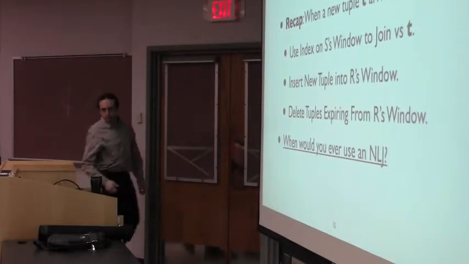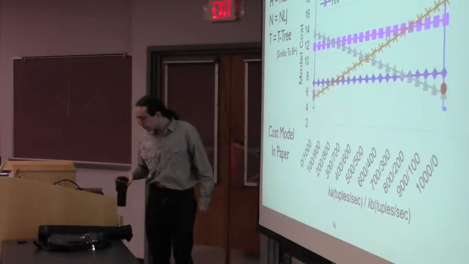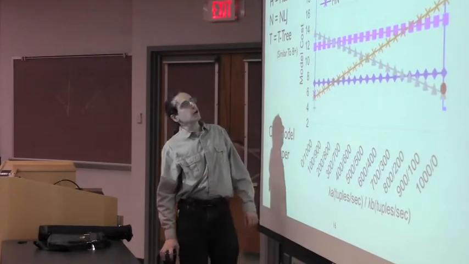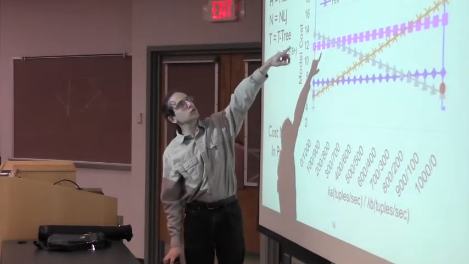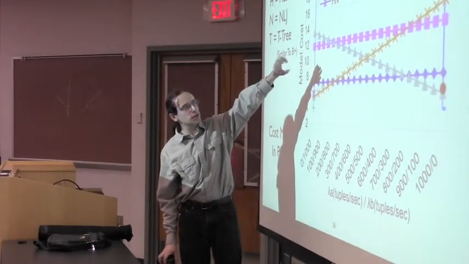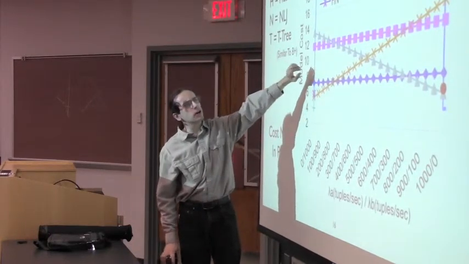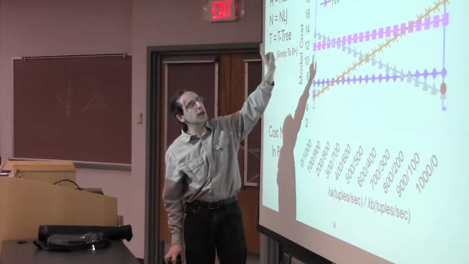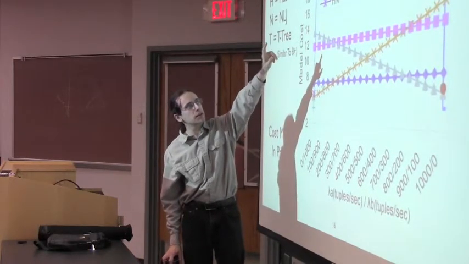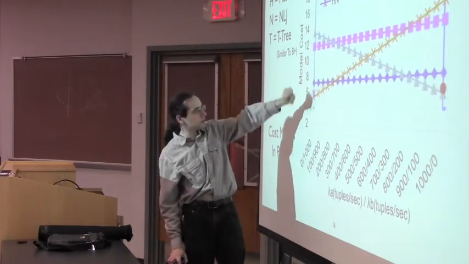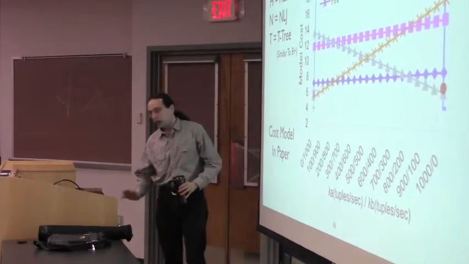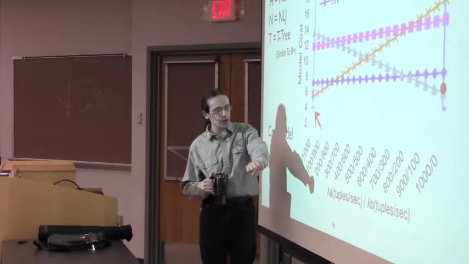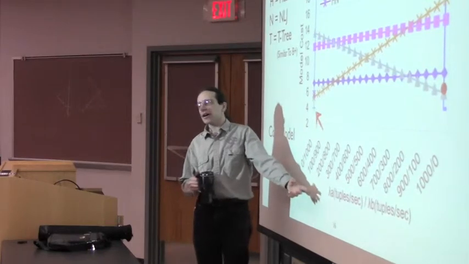And in fact, here are some numbers from the paper. You have essentially all combinations of hash, tree, they use something called a T-tree, which is not quite a B-plus tree, but close enough. So hash, T-tree, and nested loop. And on the x-axis, it's the ratio of insertions into either stream.